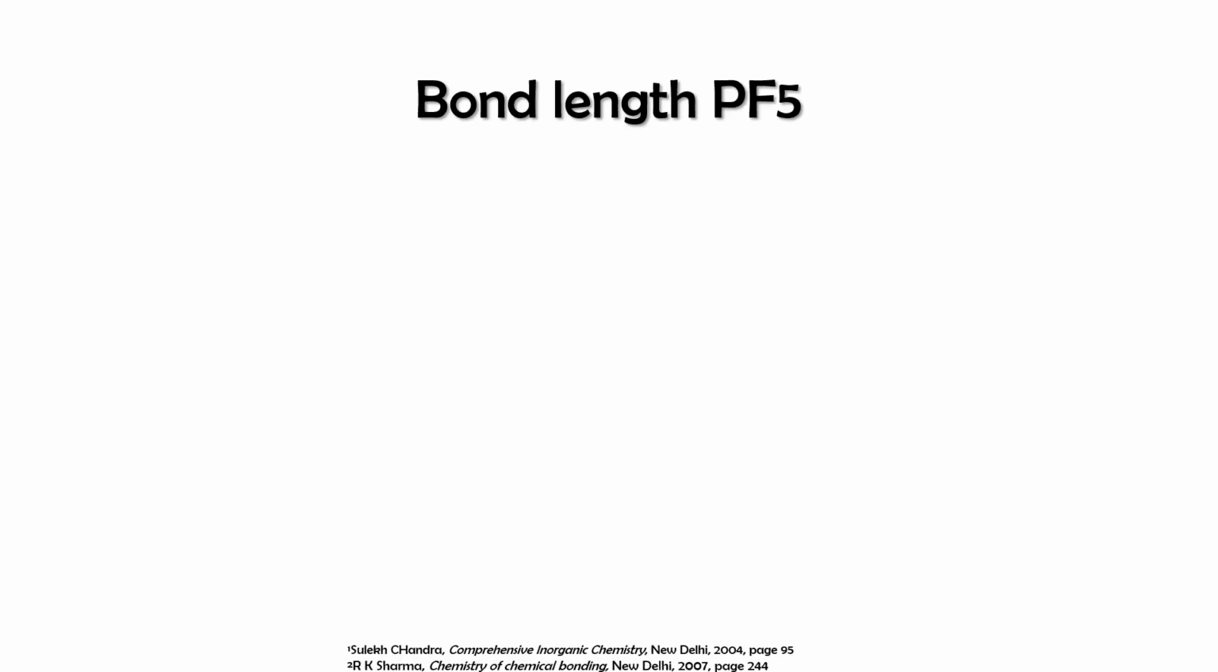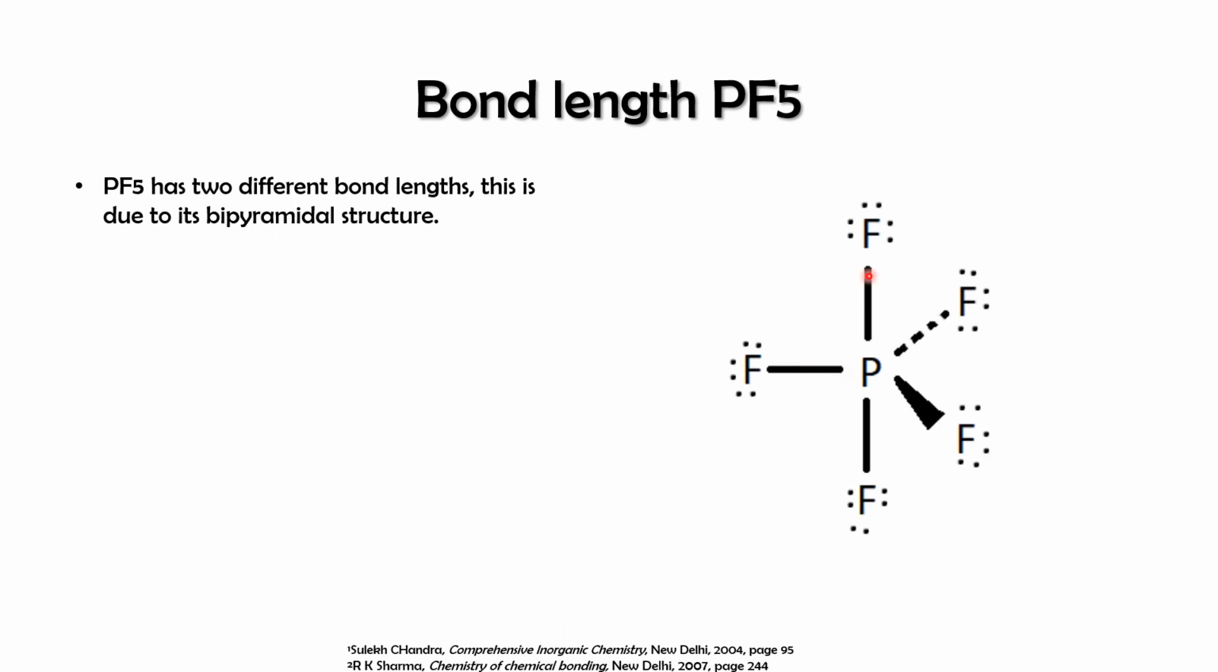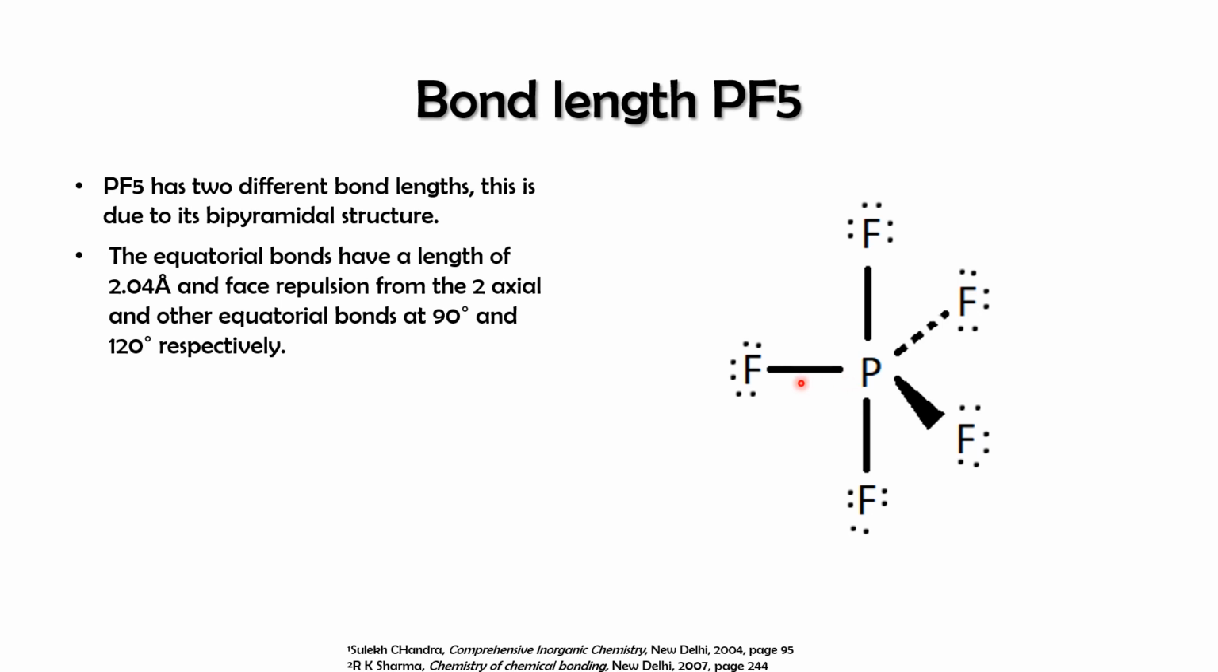This last slide is about the bond length of phosphorus pentafluoride. Due to its trigonal bipyramidal structure, as you can see here, it's got two different bond lengths. The equatorial bond length is 2.04 angstroms, but the axial bond length is 2.19 angstroms. This is because they face different amounts of repulsion.